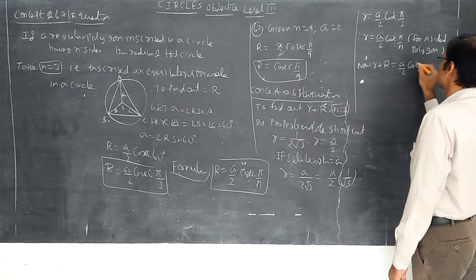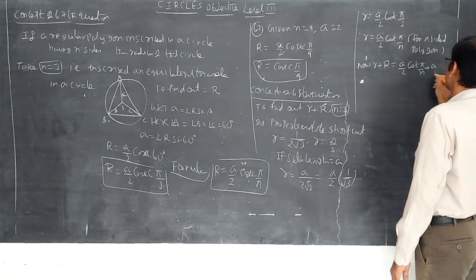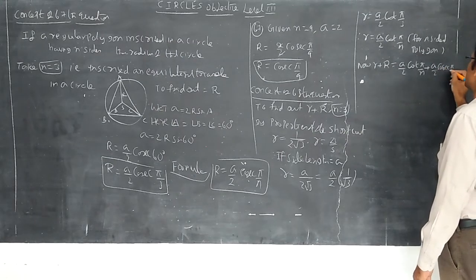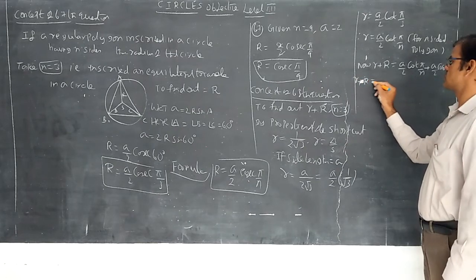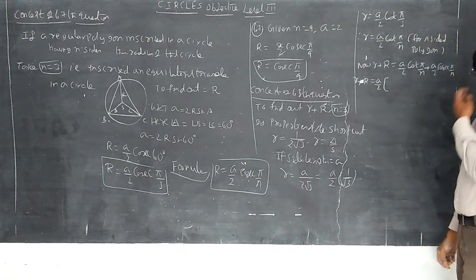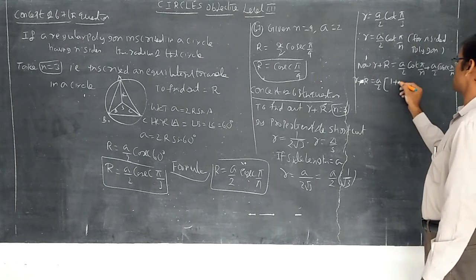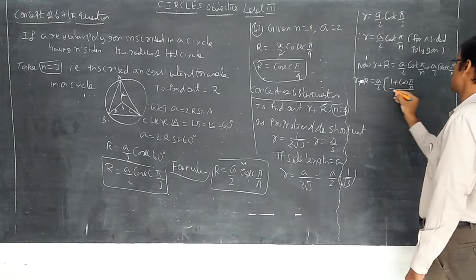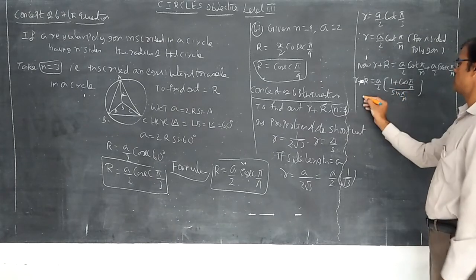Small r means here we got the value a by 2 cot pi by n, and capital R is a by 2 cosecant pi by n. That is, small r plus capital R is equal to a by 2, we can take common. This cos theta by sin theta plus 1 by sin theta we can write as 1 plus cos pi by n whole by sin pi by n.